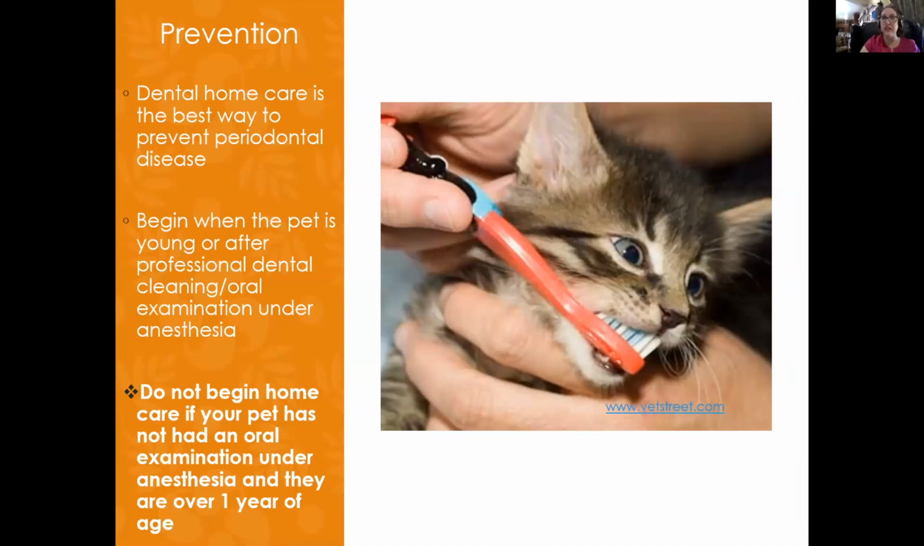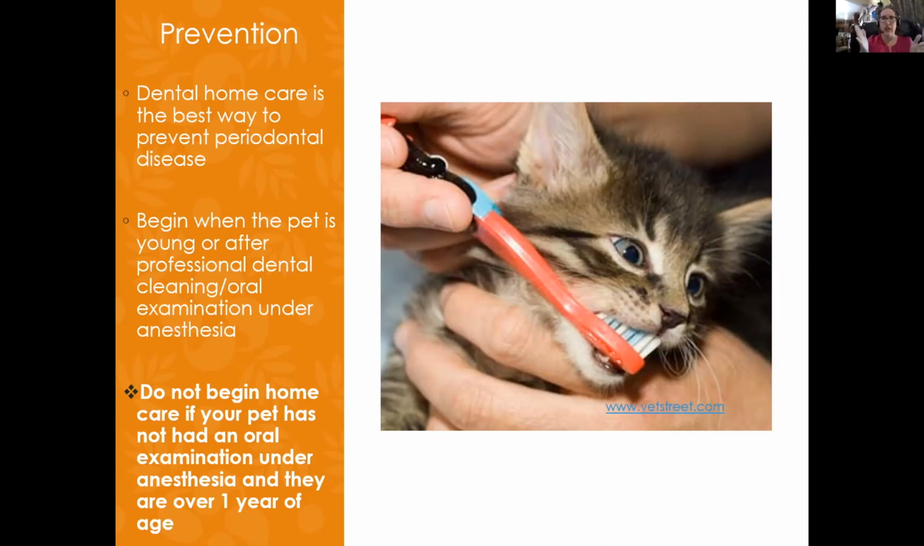But prevention is the key. Dental home care is the best way to help prevent periodontal disease from occurring. So when the pet is young, or after a professional dental cleaning and an oral exam under anesthesia, this is the best time to start. The one thing that I would tell you is don't just decide that you're going to start without having anyone take a look in at the oral cavity unless your animal is under a year of age.